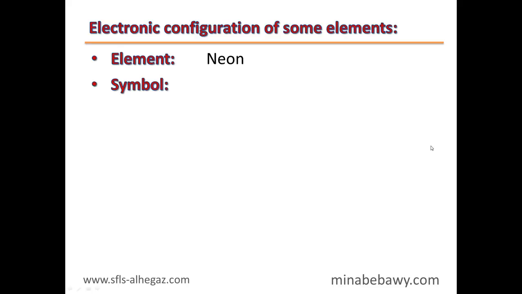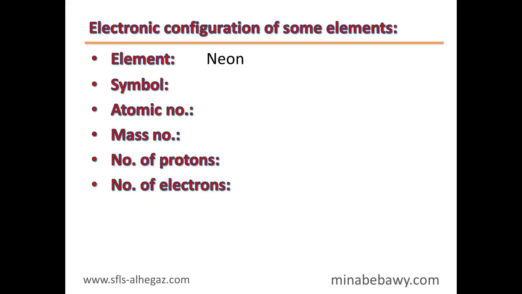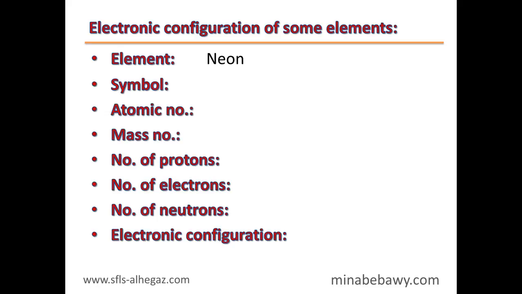The next element is neon. The symbol of neon is Ne. Its atomic number equals 10. Its mass number equals 20. The number of protons is 10. Number of electrons 10. Number of neutrons equals mass number minus atomic number, equals 20 minus 10, equals 10.